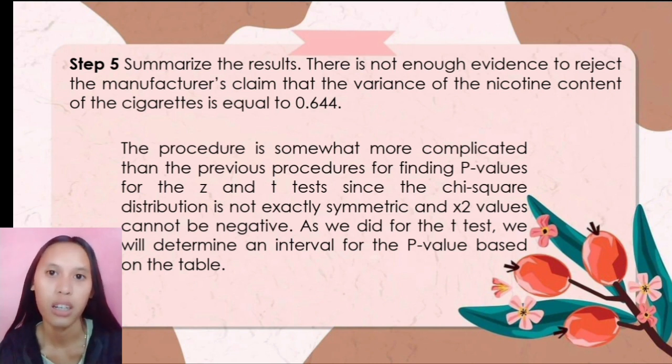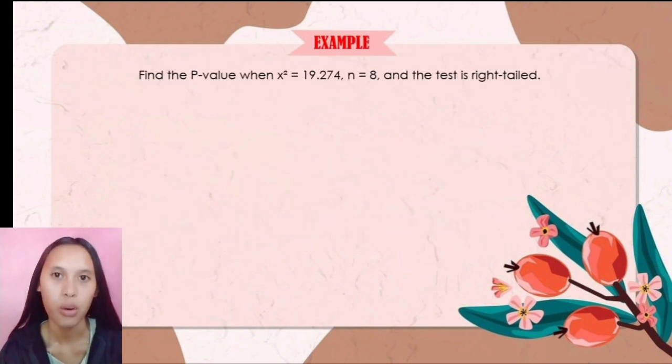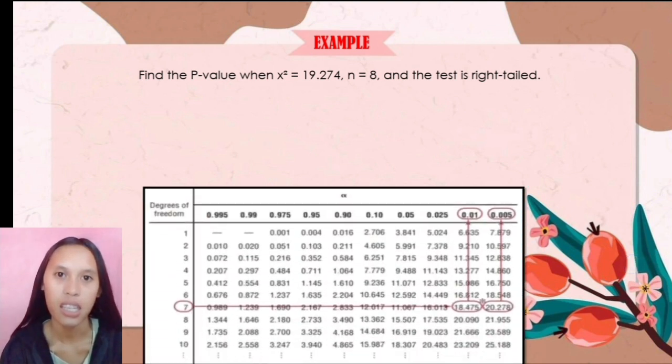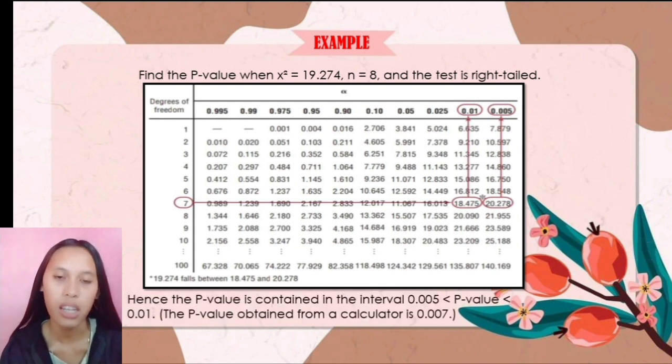So for more understanding, let us have another example. Find the p-value when chi-square is 19.274 and n is 8, and the test is in the right tail. So in our solution, to get the p-value, look across the row where the degrees of freedom is equal to 7 in our table and find the two values that 19.274 falls between.